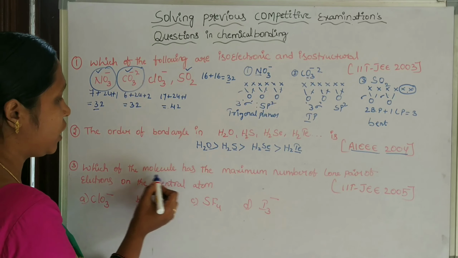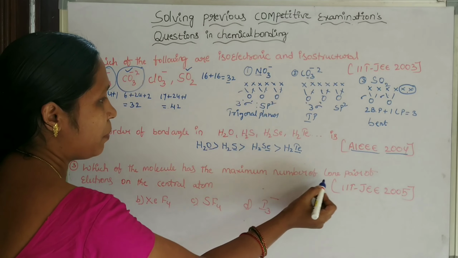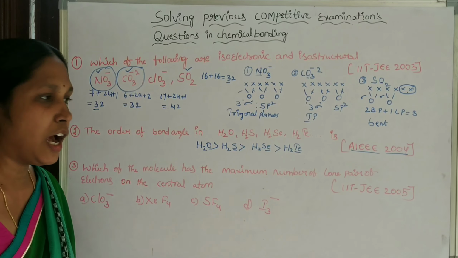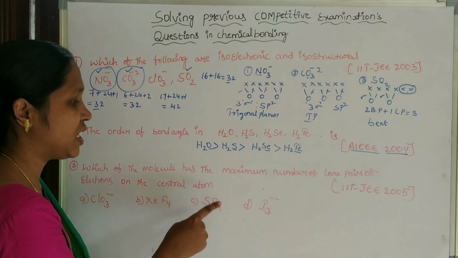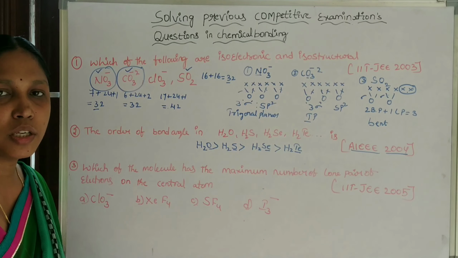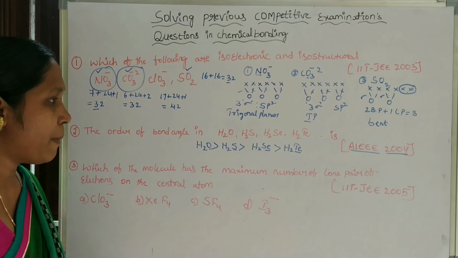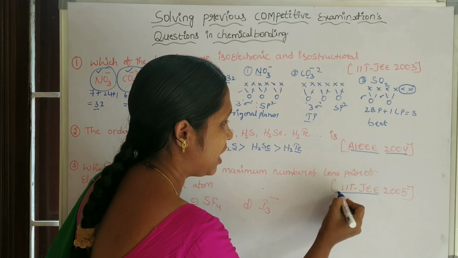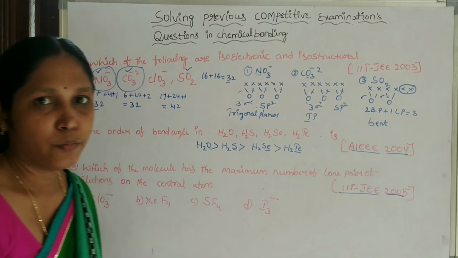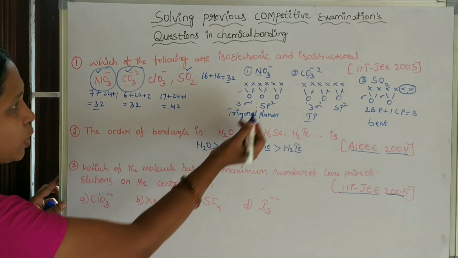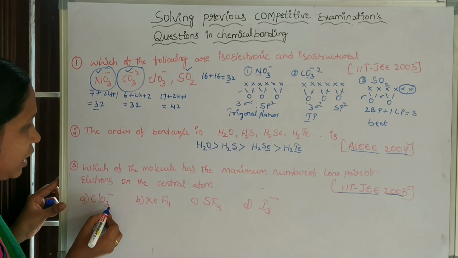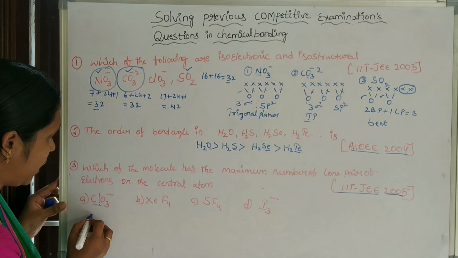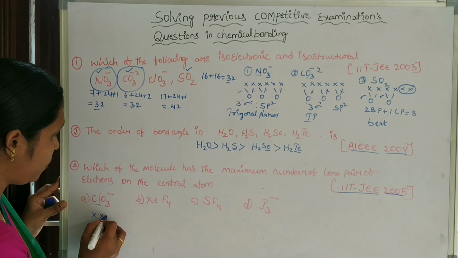Which of the following molecules has the maximum number of lone pairs of electrons on the central atom? 4 options are given. In those 4 options, which molecule has the maximum number of lone pairs? The question was asked in IIT JEE 2005. So now, according to the cross method, we will see how many lone pairs are present in each molecule. Chlorine is a 7th A group element.